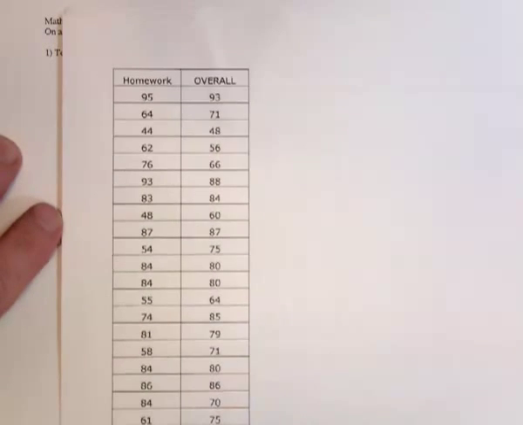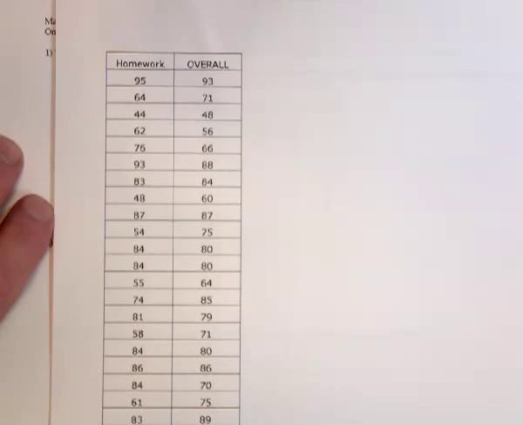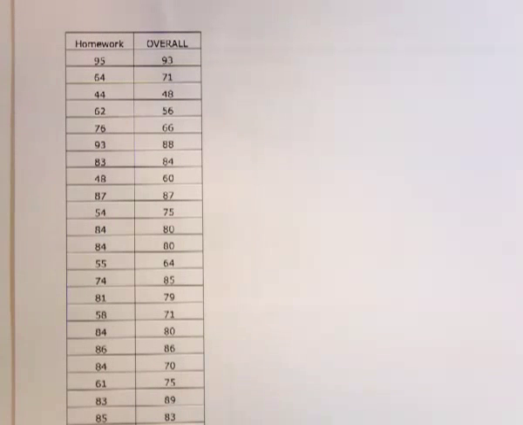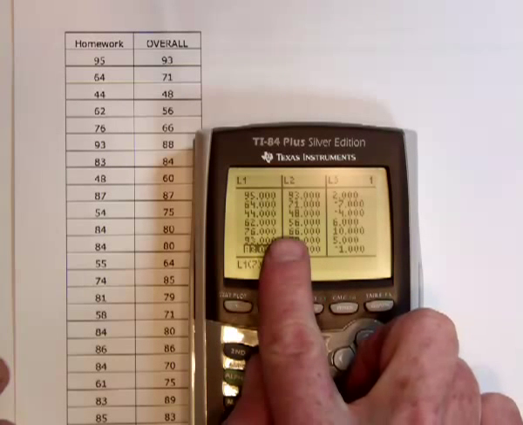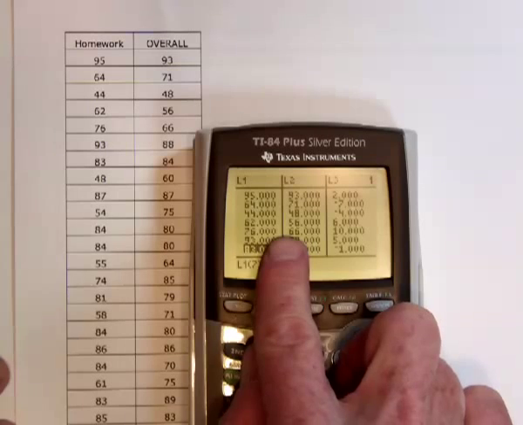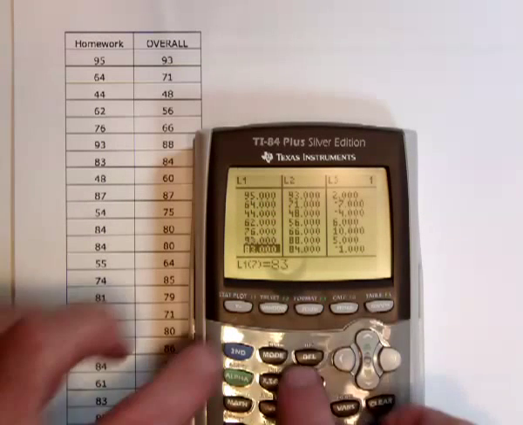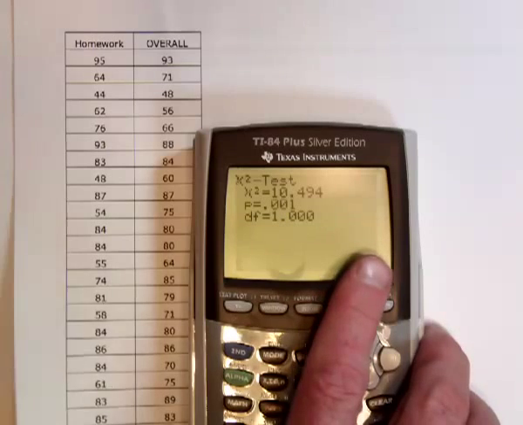So now we are into hypothesis testing. The first thing to do on this one, whenever you're given a list of data, and we're going to be working with raw data like this quite a bit from now until the end of the semester, is we need to enter that in the lists. When we do these in this video, I'm not going to videotape myself typing all of the numbers in. I'm going to do that ahead of time. So I've got the numbers in list 1 and list 2, homework and overall. Okay, and then on to the actual problem.